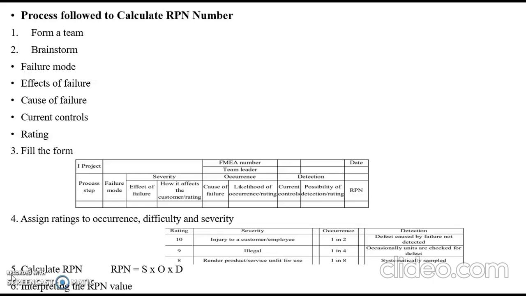And the next step is to assign ratings to occurrence, detection and severity. Already I told you what occurrence, severity and detection are. Here the ratings provide numerical values from 1 to 10 in terms of the severity of the failures, the likelihood of occurrence, and the potential for detection. These values are assessed both separately and in conjunction with one another to determine the priority of potential failures.